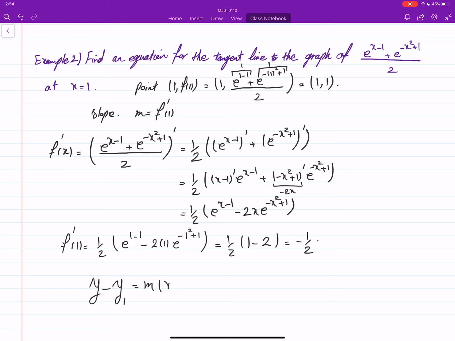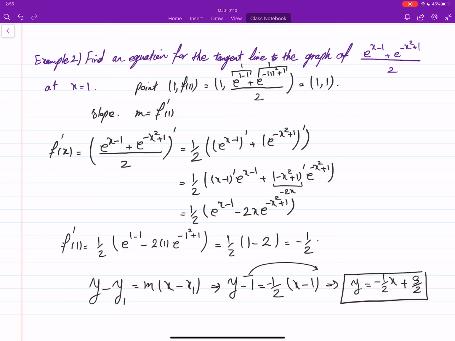We write an equation for the line like this. On the right hand side we have negative 1 over 2 x plus 1 over 2. I take this one to the other side also. You get y equals negative 1 over 2 x plus 1 over 2, which is 3 over 2. That's an equation for the tangent line at x equal to 1.